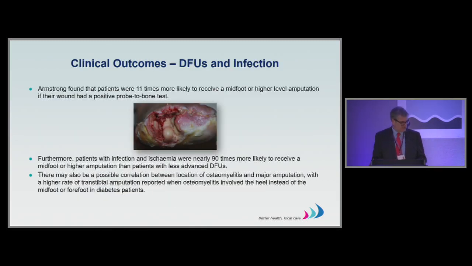So clinical outcomes for patients. David Armstrong found that patients were 11 times more likely to receive a midfoot or higher level amputation if their wound has a positive probe to bone test, and you can see in this patient you don't necessarily need to probe to the bone because it's visible. Furthermore, patients with infection and ischemia were nearly 90 times more likely to have an amputation than those patients with less advanced diabetic foot ulceration. So it's really a significant risk factor in diabetic foot ulceration.